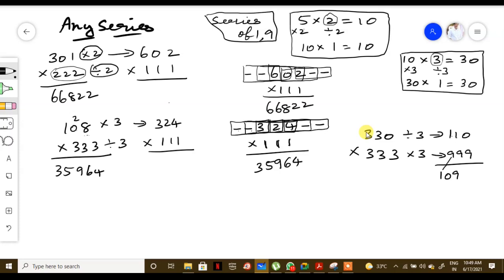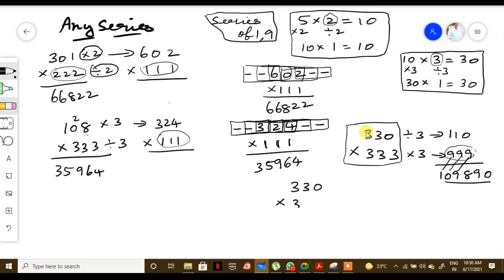Then I have to subtract each and every term from 9. So 9 minus 1 is 8. 9 minus 0 is 9. 9 minus 9 is 0. So we got the answer as 109890. Correct? So we can even change any series of numbers into series of 1 or series of 9. Okay. If you are putting the same example for series of 1, I am putting and checking for this one. So we will get the answer as 330 into 333.